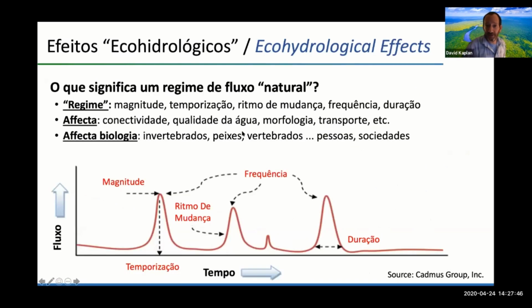So Char did a great job. I don't need to spend much time here, but when we talk about the natural flow regime, we go back to LeRoy Poff in 1997 and say there's magnitude, how much water; timing, when does that water arrive; rate of change, how quickly does the water rise or lower; how often flood events occur; and the duration of those flood events, each affecting the connectivity, water, morphology, transport, and scaling through biology from invertebrates all the way to societies. So Char did a great job of that.